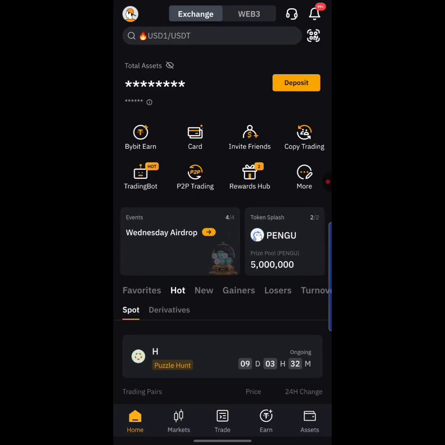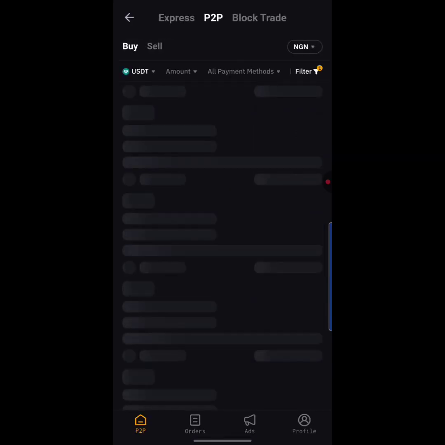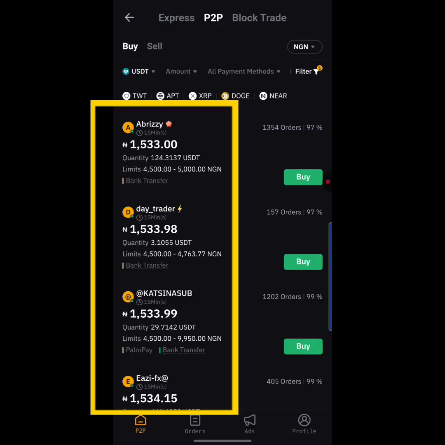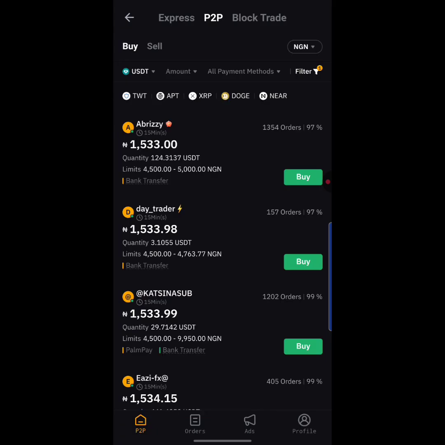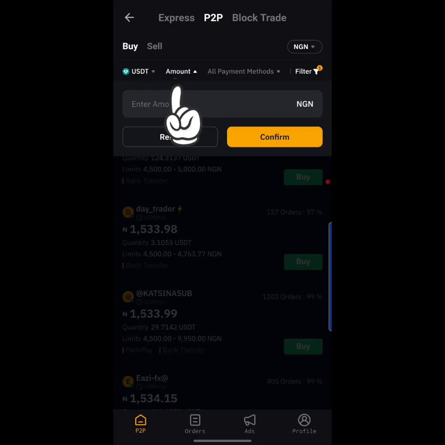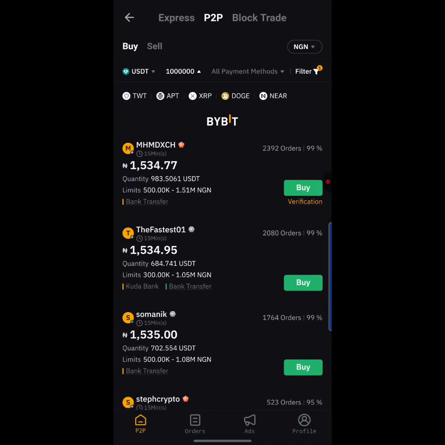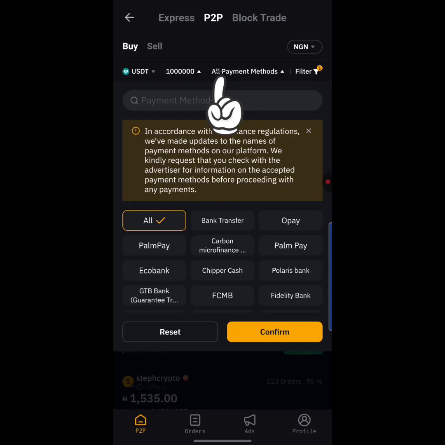It's quite easy. All you do is come over here to P2P trading and hit on P2P trading, guys. It's going to load up. Okay, here we are. First of all, we're going to be buying USDT. How can we buy USDT? As you can see, all these are traders who are willing to sell USDT to you. First, I'm going to hit on this amount field to filter the trade. Let's say I'm buying USDT worth 1 million naira. I'm going to hit on 1 million here, then hit on confirm. Then over here that says all payment method, I'm going to hit on it and select bank transfer, guys. I'm going to hit on confirm.